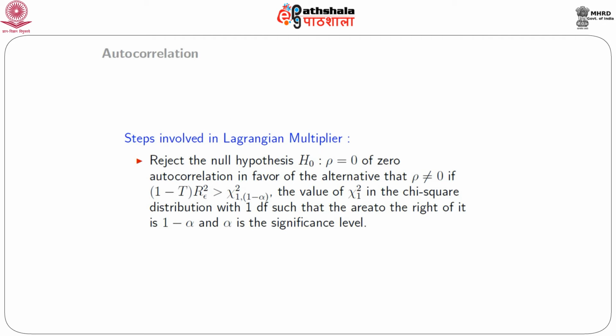Now, we reject the null hypothesis H naught that rho equals 0, of no autocorrelation, in favor of the alternative that rho not equals 0 if our test statistic is greater than the critical value chi-square 1 minus alpha, where chi-square 1 is the value in the chi-square distribution with 1 degree of freedom such that the area to the right of it is 1 minus alpha, and alpha is the significance level.